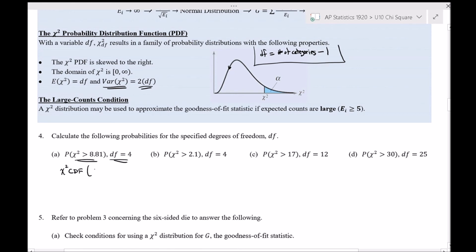and there's going to be 2 values. I'm pretty sure we're only going to be putting in the left endpoint, which in this case is 8.81, and then the degrees of freedom 4. There's more than likely going to be a drop-down menu, and the drop-down menu is going to include a lower bound, an upper bound, and then a degrees of freedom input.